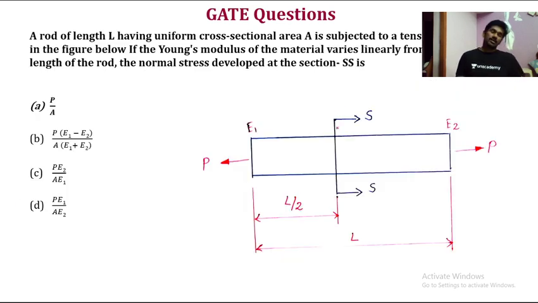Next question. This is one interesting question. A rod of length L having a uniform cross-section area A is subjected to a tensile force P, as shown in the figure. If Young's modulus of the material varies linearly from E1 to E2 along the length of the rod, you need to find the normal stress developed at the section SS.